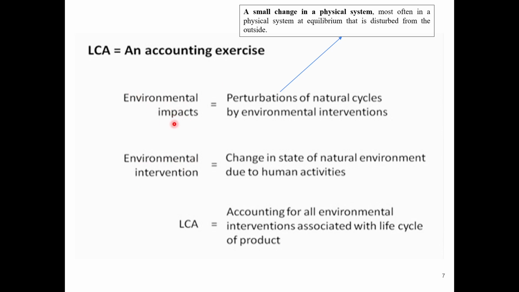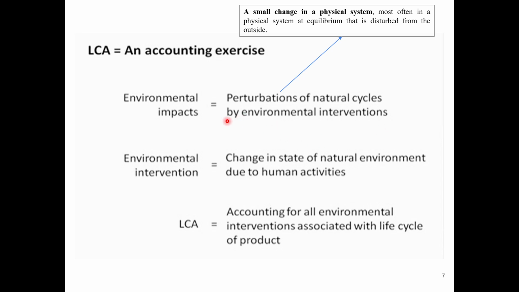So environmental impact is basically perturbations of natural cycles caused by environmental interventions. Perturbation is basically a small change in the cycles, which is caused due to environmental intervention. If you go to the technical definition, perturbation is a small change in a physical system, most often in a physical system in equilibrium, that is disturbed from the outside. So outside, this is the exciting factor, which is the environmental intervention.